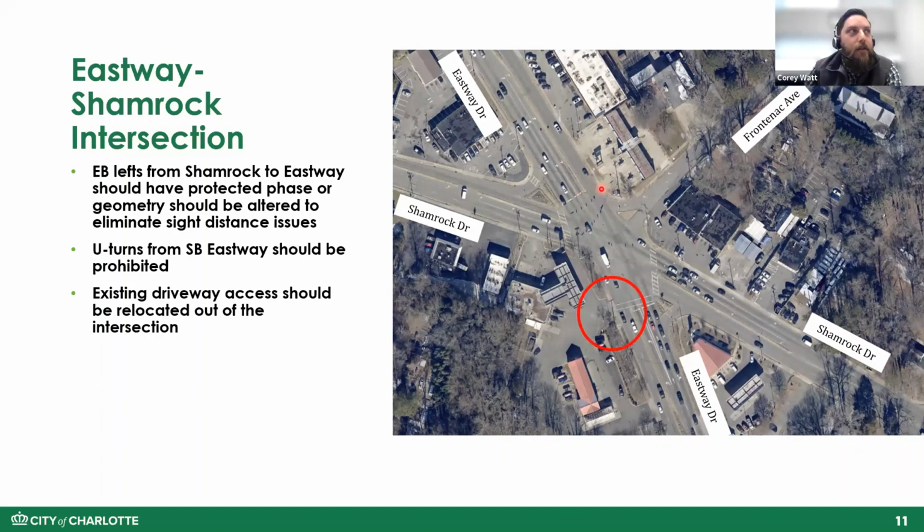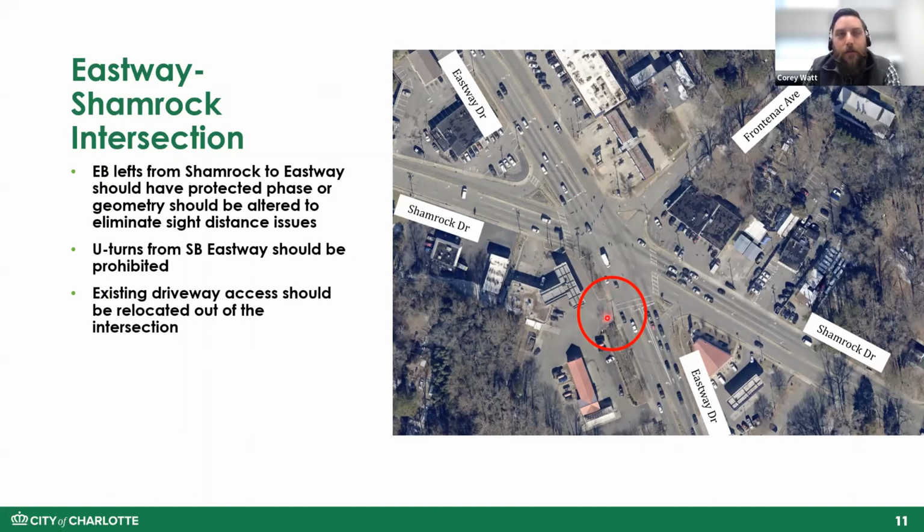And then finally, the third key conclusion that we drew from looking at the data: this is a Shell gas station convenience store right here. You can see they have one driveway located on Shamrock Drive. We have another driveway located on Eastway Drive. This driveway is actually in the intersection, but doesn't have any type of control or movement restriction on it.